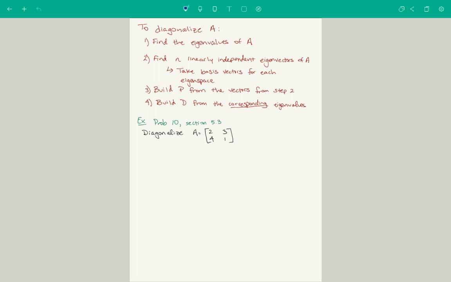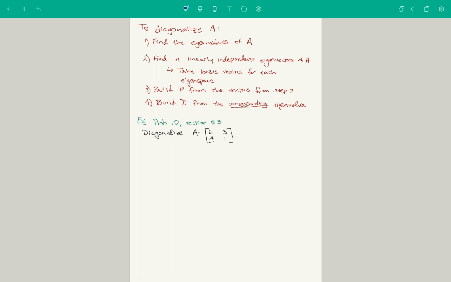So now let's talk about how we actually diagonalize A. In order to diagonalize A, we want to find P and we want to find D, right? So we're going to start with finding the eigenvalues of A, and then we'll find n linearly independent eigenvectors of A. And how do we make sure they're linearly independent? We'll just take basis vectors for each eigenspace. If we can't find n linearly independent eigenvectors, that means A is not diagonalizable.